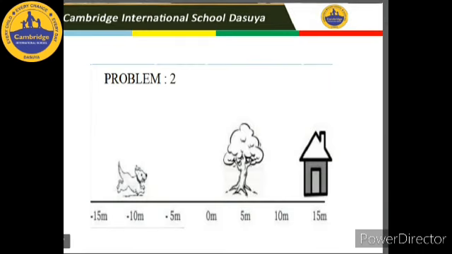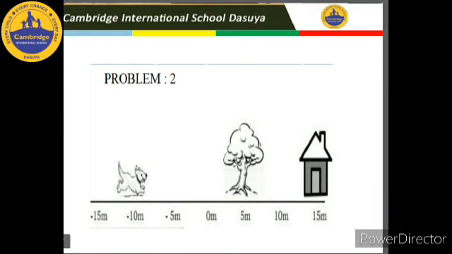Next problem. A dog is at a position where it is written minus 10 meters. Then a tree is at a position where it is written 5 meters. House where it is written 15 meters. Suppose the dog has to reach from the position minus 10 meters to the tree, that is 5 meters.